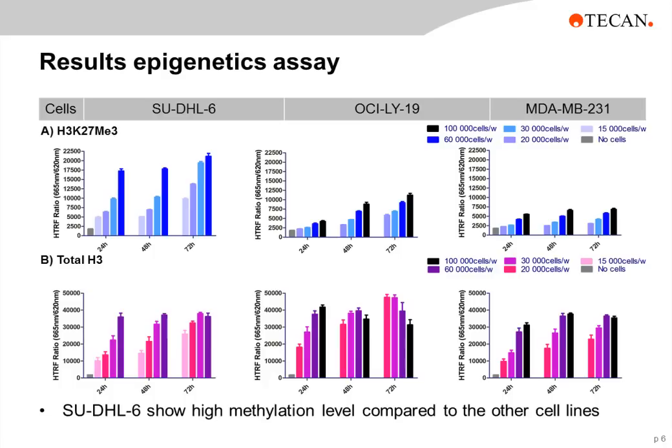Here you see a quite complex slide, but I'm going to guide you through. On top in the gray bar, the names of the different cell lines are given. So you need to read from the top down to see the data for the specific cell lines. In the first column, you see the data from the SUDHL6 on the left-hand side, the bluish bars, and this is the methylation for the H3K27 trimethylation. Below that, you see for the same cell line, the total H3.